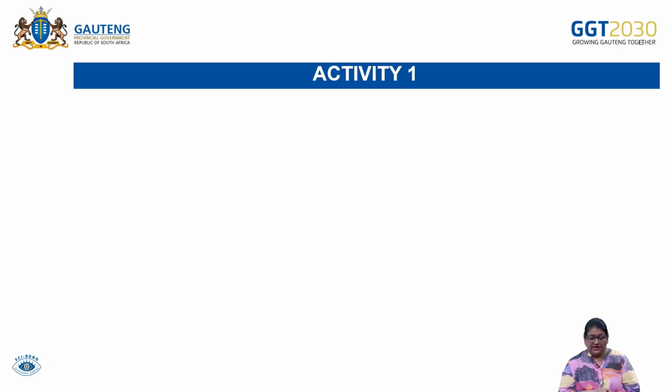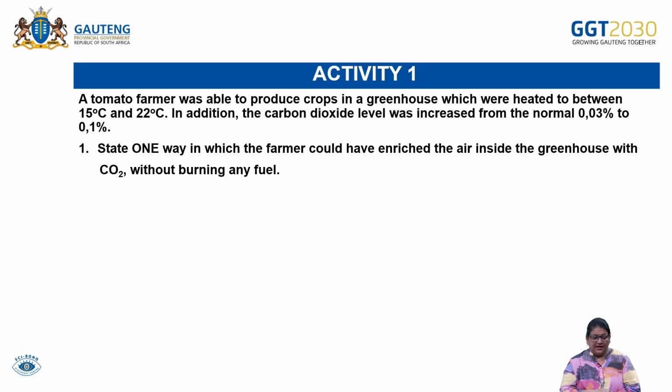Now we're going to have a look at an activity. A tomato farmer was able to produce crops in a greenhouse which were heated between 15 degrees Celsius and 22 degrees Celsius. So in addition, carbon dioxide level was increased from normal 0.03% to 0.1%. Now, look at this greenhouse. What is this activity dealing with? It's saying that in this greenhouse, we need to produce tomatoes. And that farmer has a greenhouse.